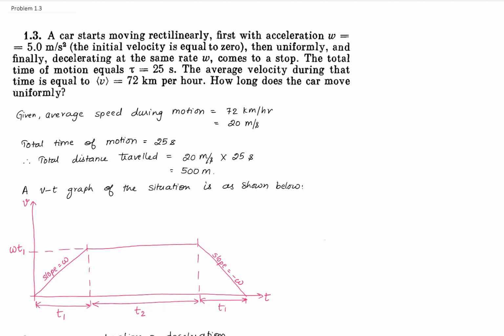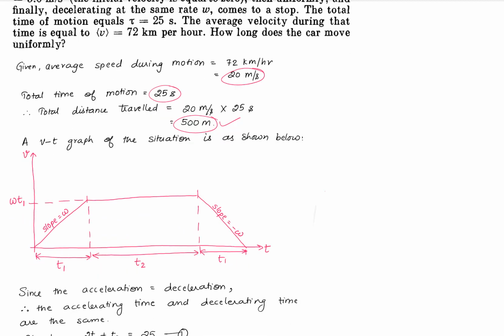So the first thing that we do is, of course, change the average speed that they have given to SI units, that is here, and using the total amount of time for which the car travels, find out the distance that the car travels, that is equal to 500 meters. Now usually such problems become easier to solve if instead of using equations we use a VT graph. So let us try to draw a VT graph of this situation and see how it looks.